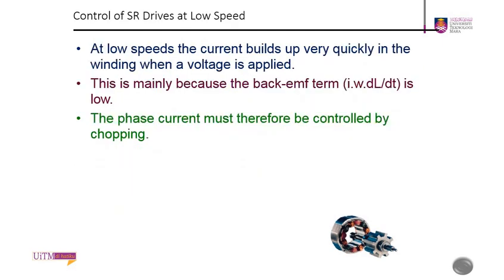So at low speeds, the current builds up very quickly in the winding when a voltage is applied, and this is mainly because the back EMF is low. The phase current must therefore be controlled by chopping. So there is some extra process that you need to do on the controller for low speed.